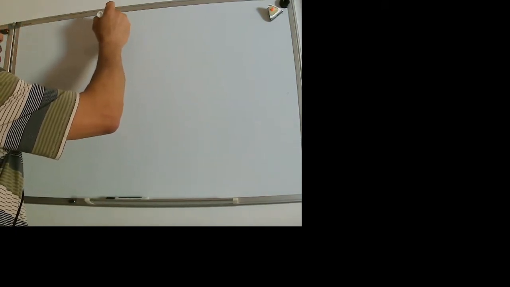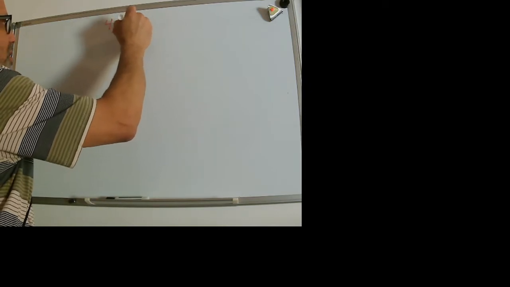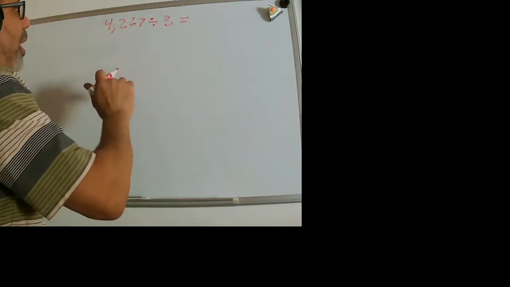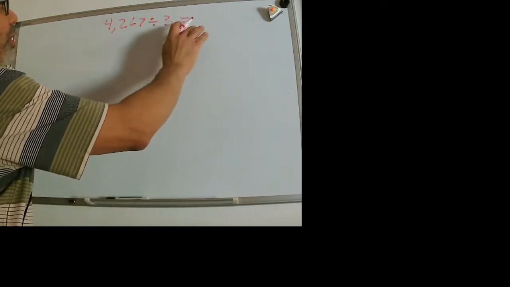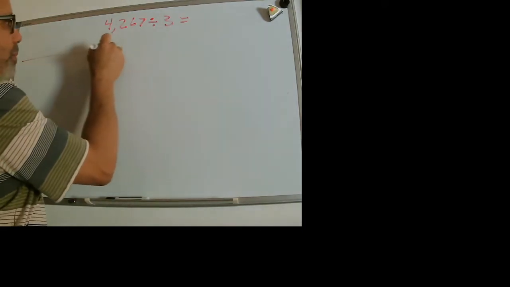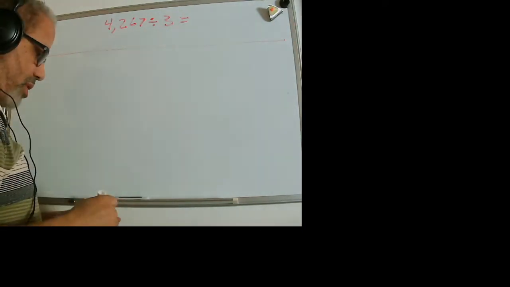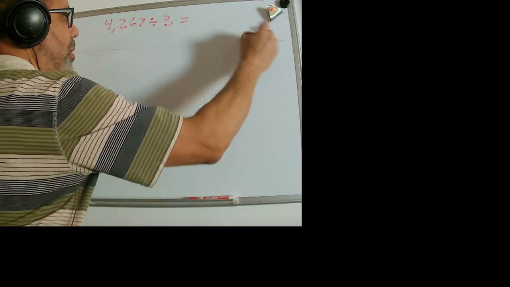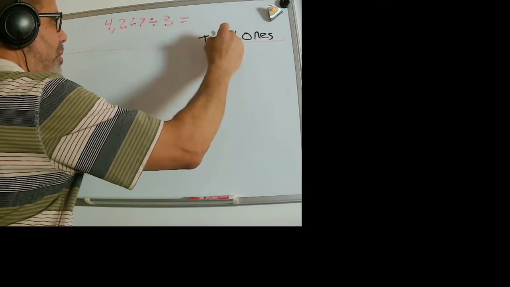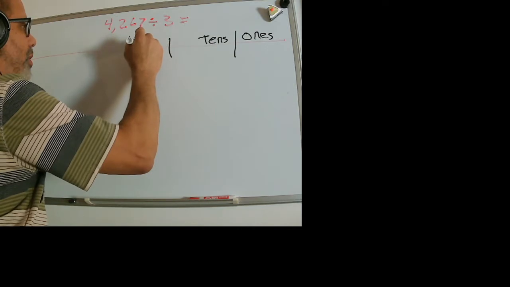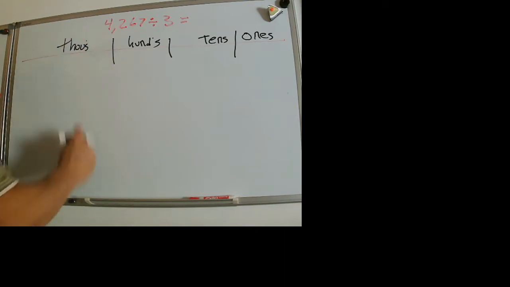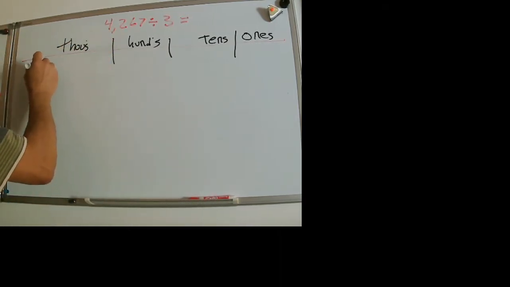So if we have 4,267 divided by 3 equals, we would have to make our t-chart, and my red is running out, so I'll switch to black, and we'd have ones, tens, hundreds, and of course thousands. So we have 4 thousands.